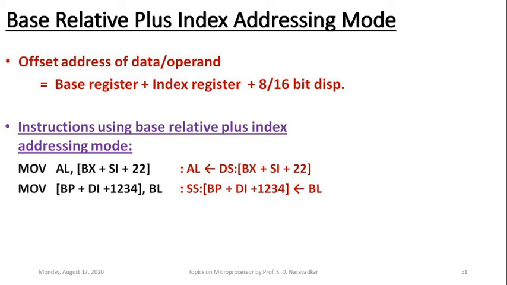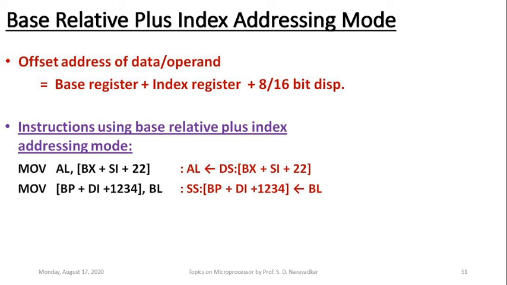Even though the index register is the destination index, which was supposed to point to the extra segment, the stack segment has the overriding effect over the extra segment here because the base register is the base pointer, which refers to the stack segment. Hence, in the second example, the 8 bits of data from the BL register will be copied to the stack segment, and the offset is formed by the contents of the base pointer register, the contents of the DI register, and the 16-bit displacement equal to 1234.